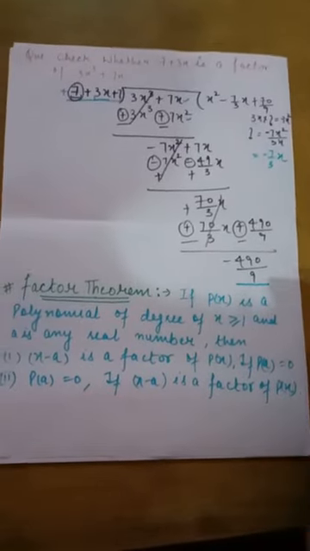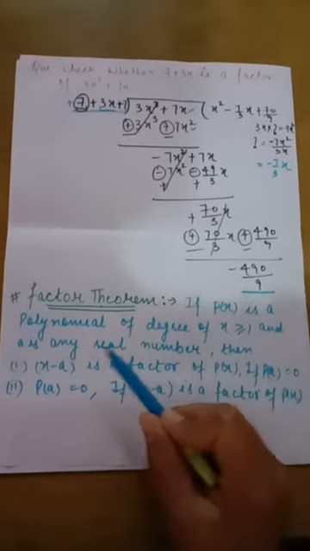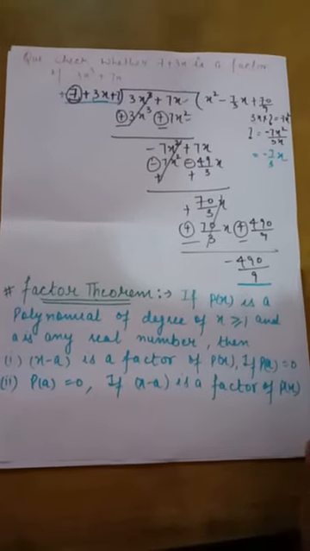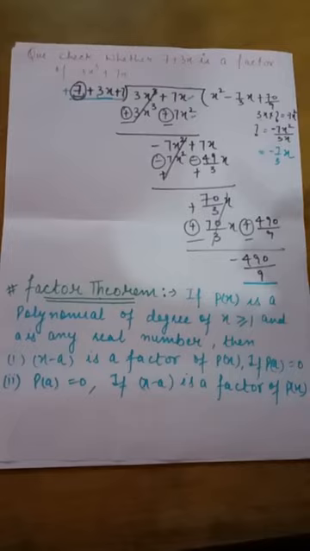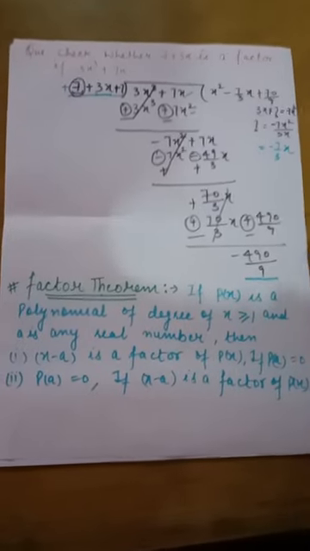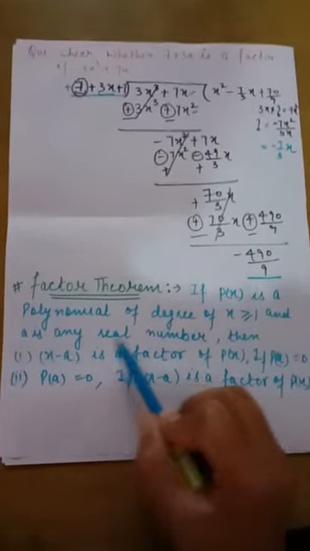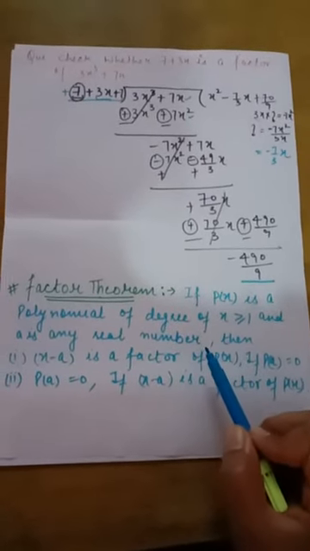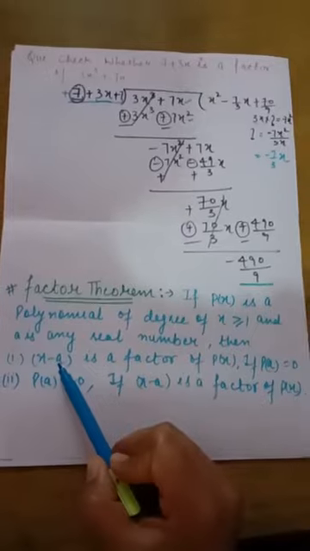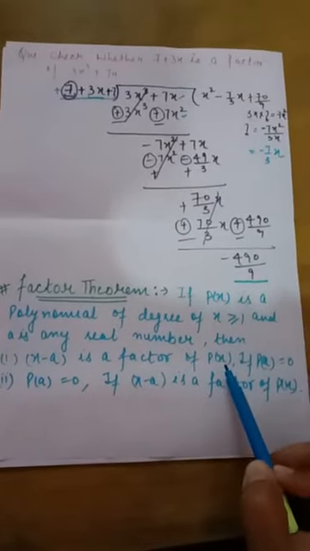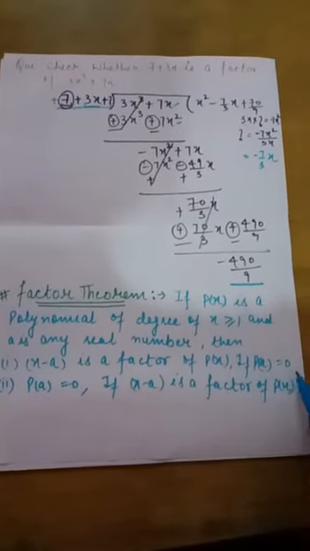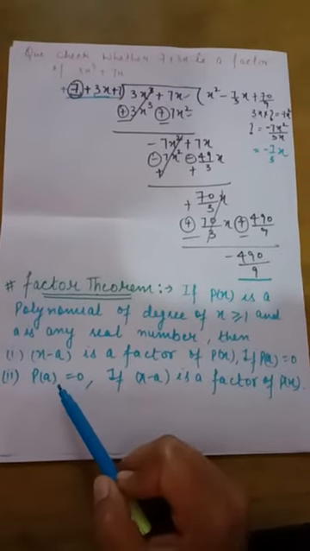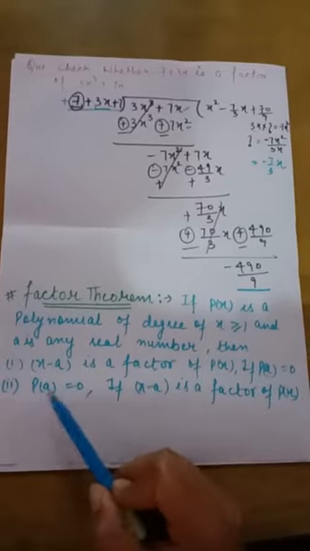It's only like that. If p(x) is a polynomial which has degree greater than or equal to 1, its minimum degree must be 1, and greater than 1 is also possible, and a is any real number. Real numbers are the collection of all rational plus irrational numbers. x minus a will be a factor of p(x) when p(a) is equal to 0, and the other form of this theorem is, if it is given that p(a) is equal to 0.